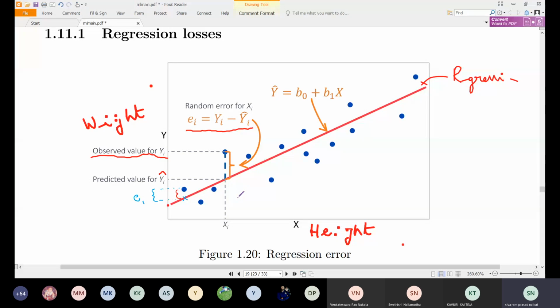So what is the total error? How do you calculate the total error? Let us assume TE represents the total error. So how do you calculate it? For each example, i is equal to 1 to n.